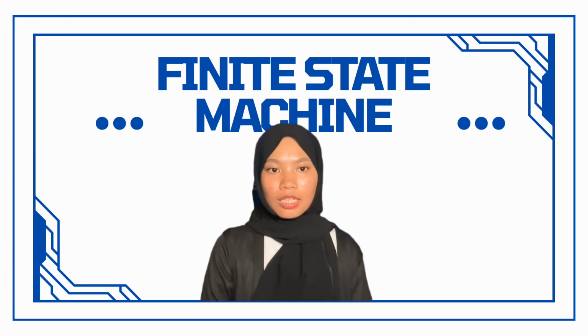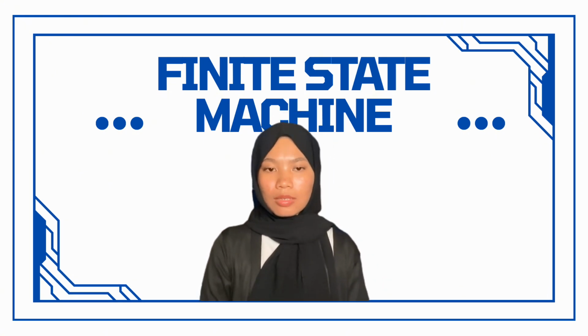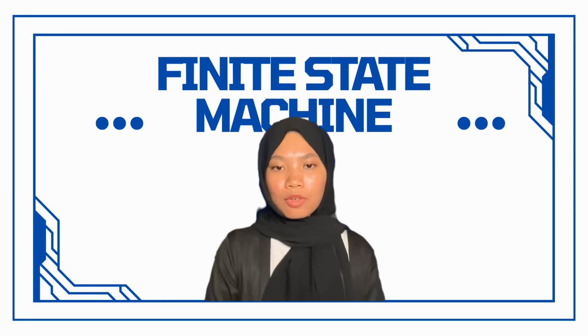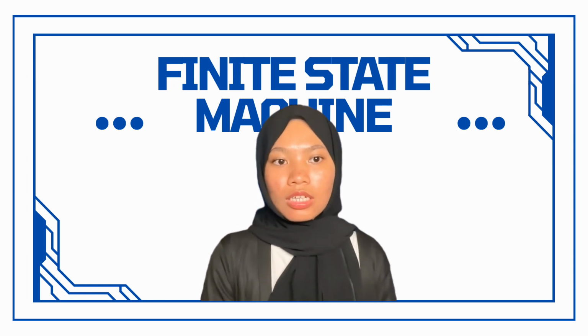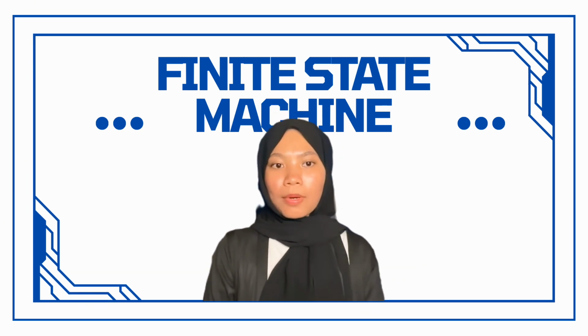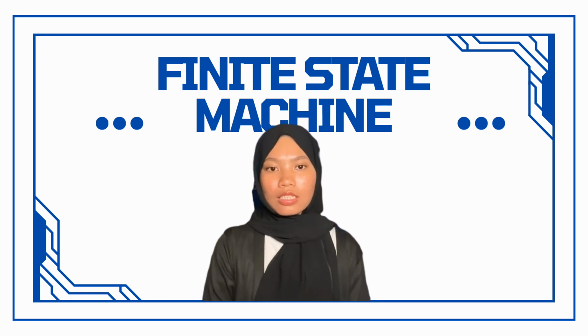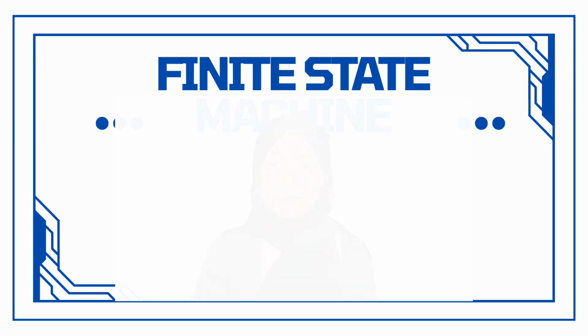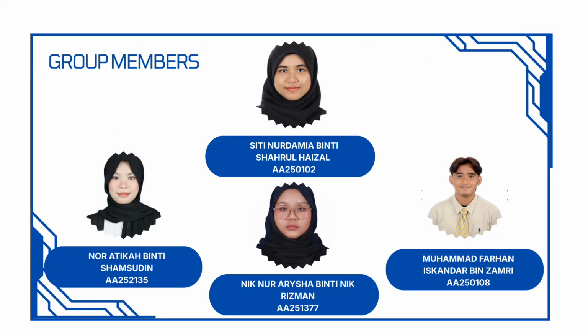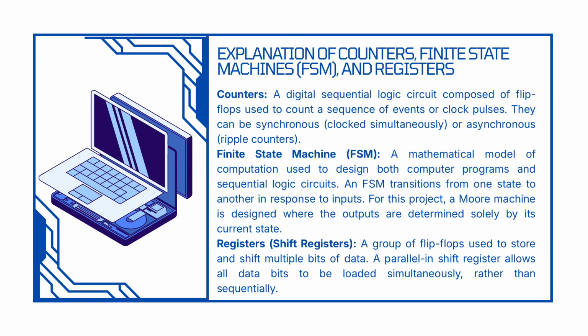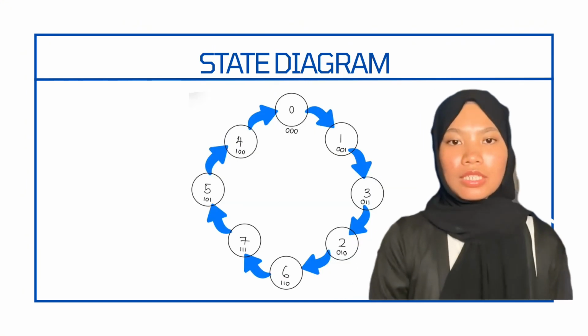Today I will be presenting our finite state machine (FSM) design process. I will walk you through three main theoretical parts of our project: the state diagram, the excitation table, and the K-maps. Let's start with the state diagram.